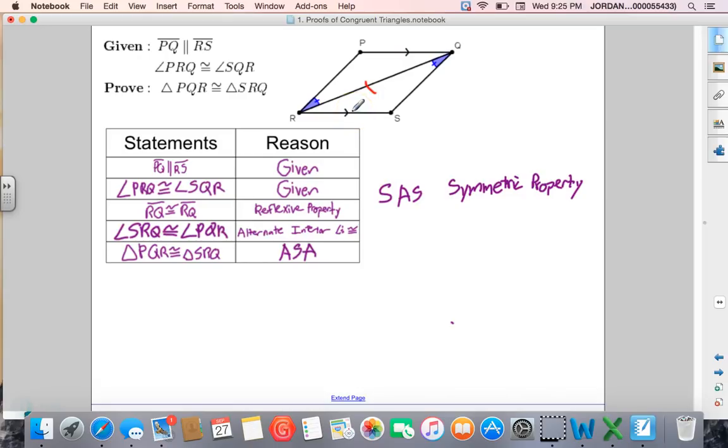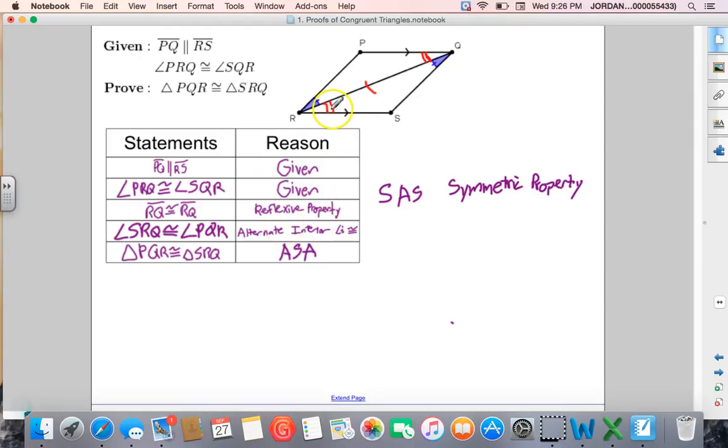Because these two lines are parallel, we've got to remember that this angle is going to be congruent to this angle because they are alternate interior angles. Right? They're on the inside of the two parallel lines, they're in between the two parallel lines, and they're on alternate sides of the transversal, the line cutting them in half, or cutting them into pieces. So they're on opposite sides, or alternate sides. So they're alternate interior angles, and we know that alternate interior angles are always congruent. So we can say angle SRQ is congruent to angle PQR because they're alternate interior angles.